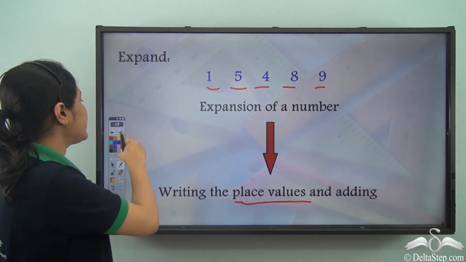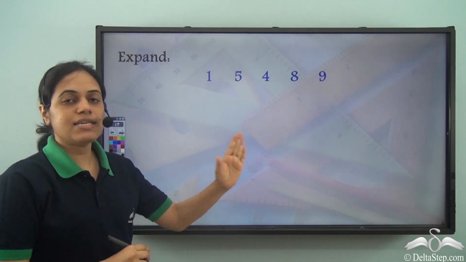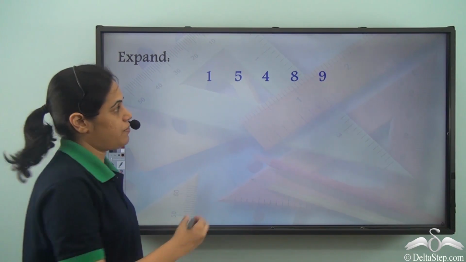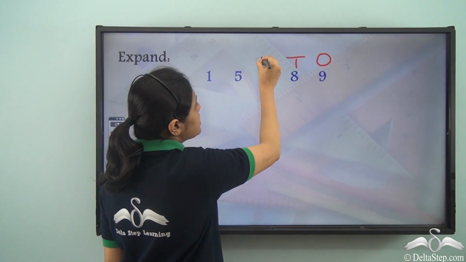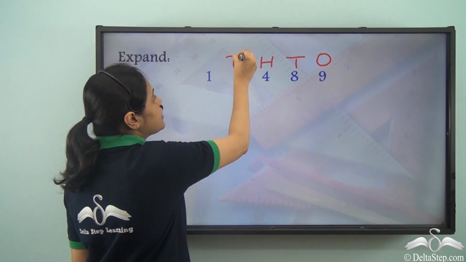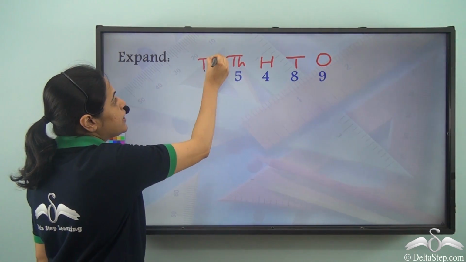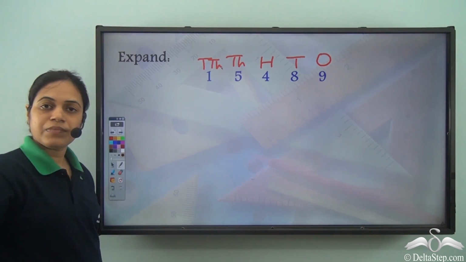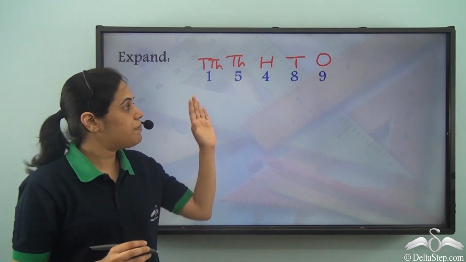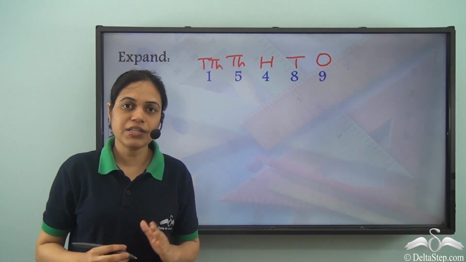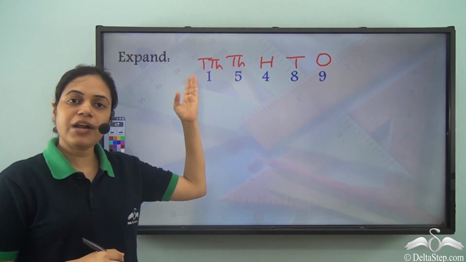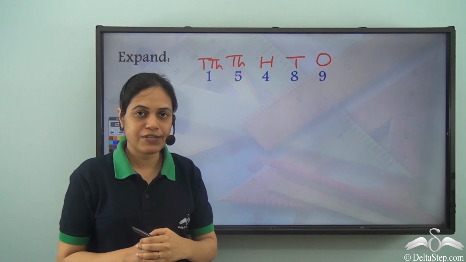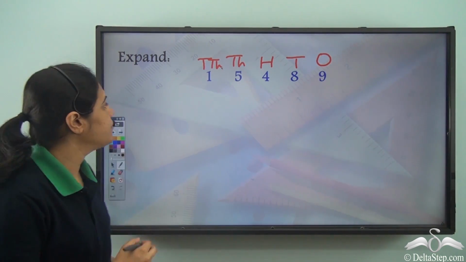So let us see how I can expand this. So this is the 5-digit number. Now this is the ones place, tens place, hundreds place, thousands place, 10,000s place. I need to write the place values of the different digits and add them. So I can start either from the right or from the left. I can start from anywhere.